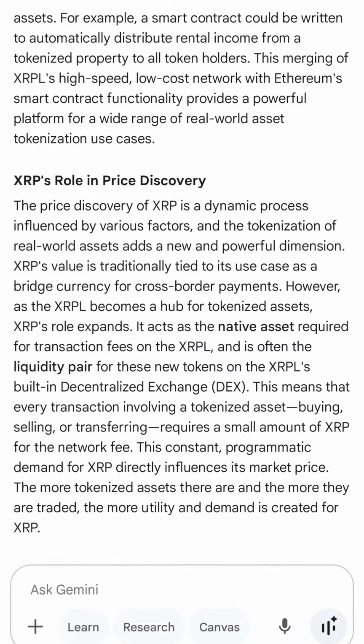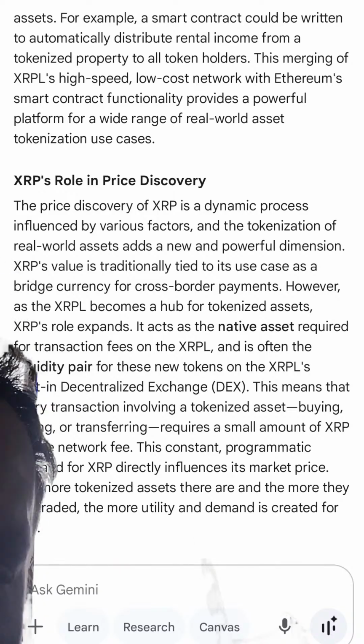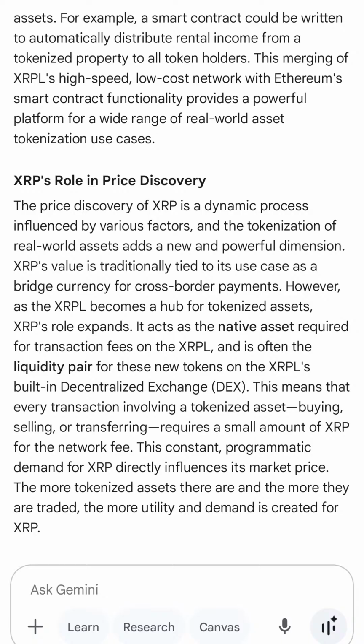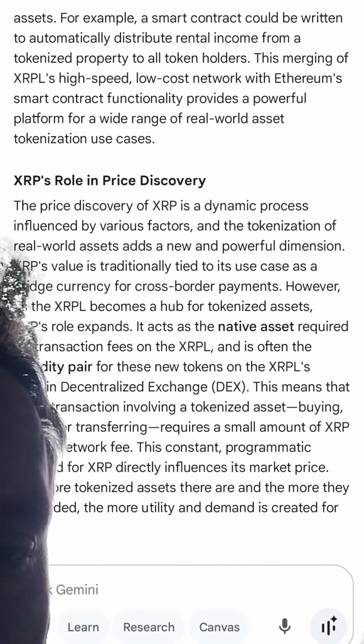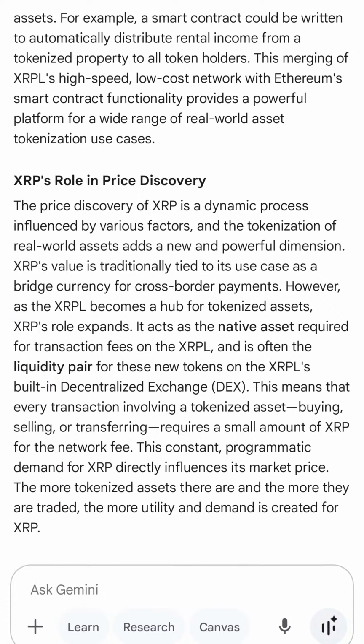And is often the liquidity pair for these new tokens on the XRPL's built-in decentralized exchange, or the DEX. This means that every transaction involving a tokenized asset, buying, selling, or transferring, requires a small amount of XRP for the network fee. This constant programmatic demand for XRP directly influences the market price. The more tokenized assets there are, the more they are traded, and the more utility and demand is created for XRP.